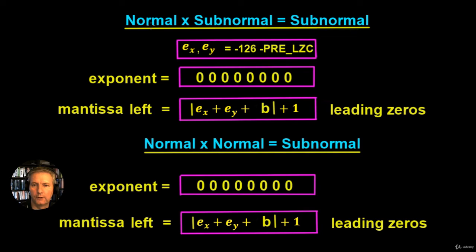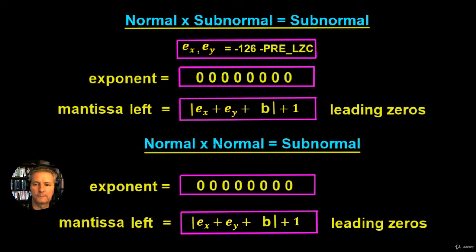We then looked at a normal times a subnormal, giving a subnormal result, and we've seen again that we generated the unbiased exponent ex or ey depending on which one is subnormal, and it was created as minus 126 minus the pre-leading 0 count. The exponent value is forced to all zeros because the output is subnormal, and the mantissa decimal point is again shifted left, but it's shifted left by this value ex plus ey plus the bias, which is 127 plus 1, and we have to include the leading zeros whenever we perform this shift.